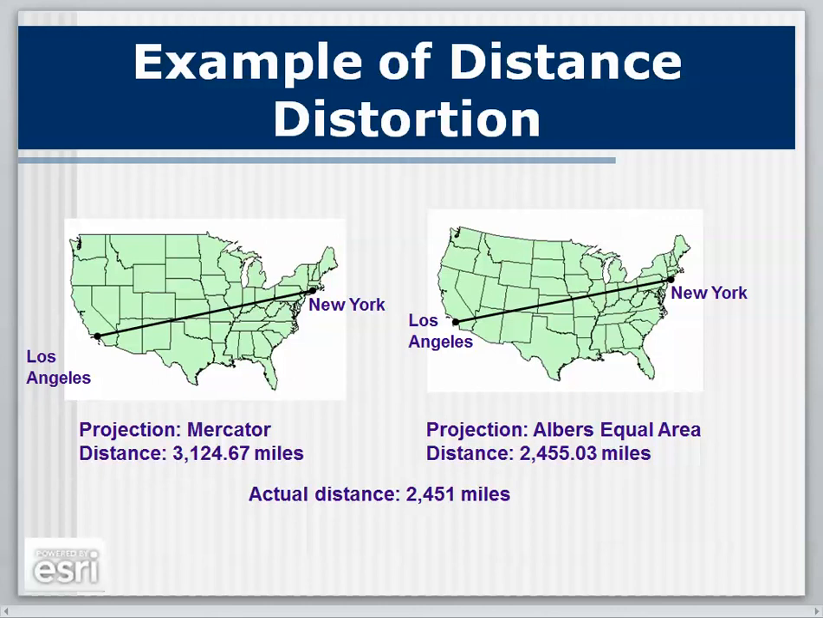But look at the distance for Mercator from L.A. to New York, about 3,100 miles. And then when we use an Albers equal area projection, all of a sudden we get a value of around 2,400 or so miles. The actual distance is approximately 2,451 miles. This is a very good example. And so the bottom line is this: be aware of the projection that you use.